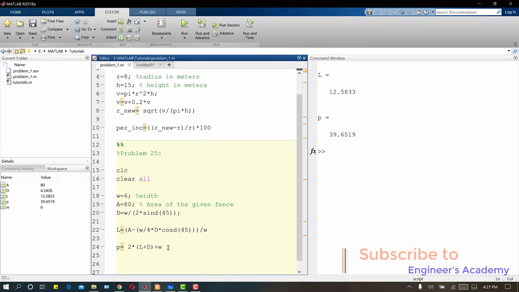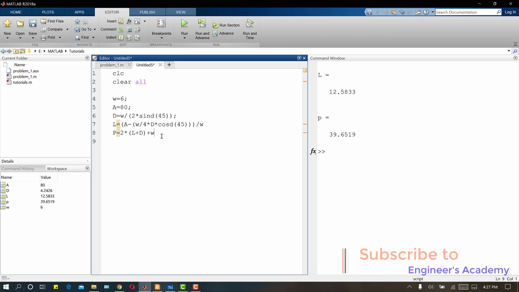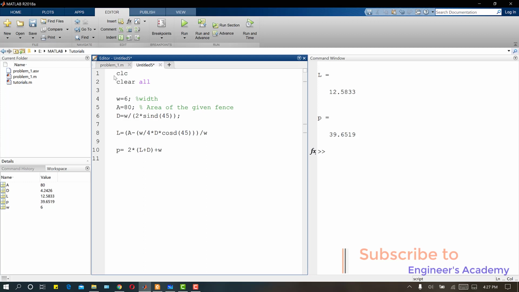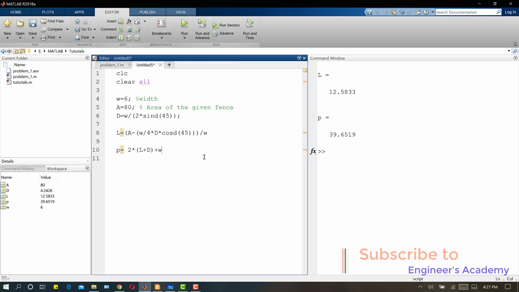So now I will copy this script into another editor file and I will save it. I will save it as another file. So how to save this file? Keep in mind that whenever there is an asterisk sign, it means that this file is not saved. So if I click on save, this is my default directory, so I want to save it. So I will write problem 25. So I save it as problem 25.